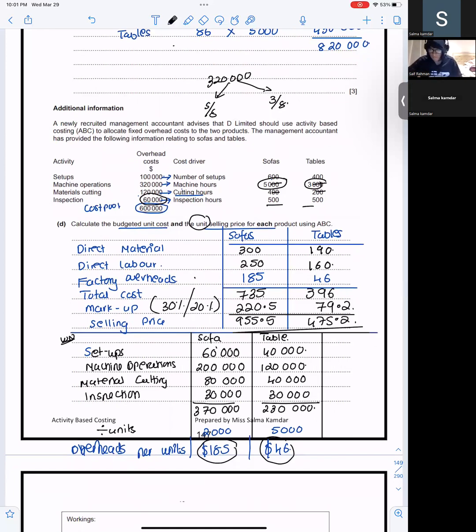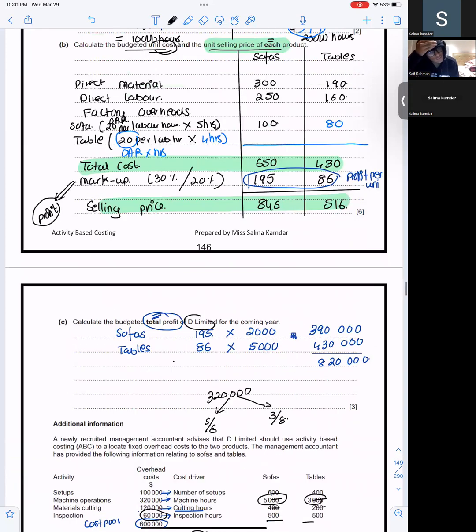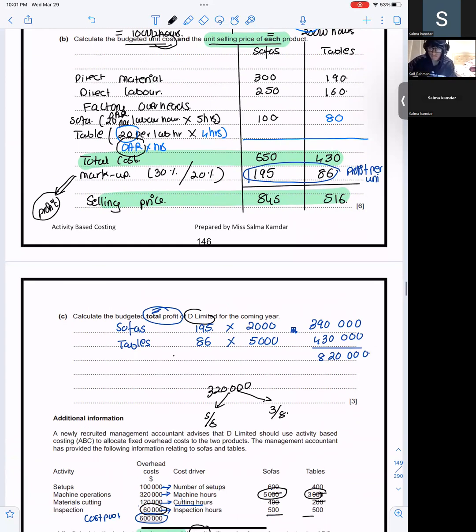So they wanted the unit cost from me. I gave them the unit cost. I gave them the new selling price. The only difference was that over here I had split the overheads based on ABC costing. And on top, I had split the overheads based on one single overhead absorption rate, which was absorbed on the basis of direct labor hours.